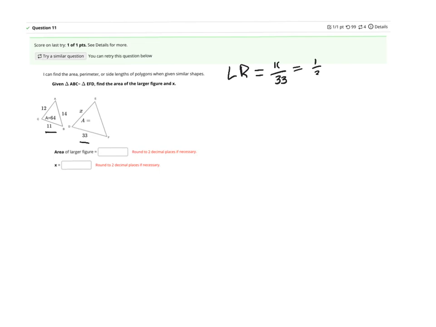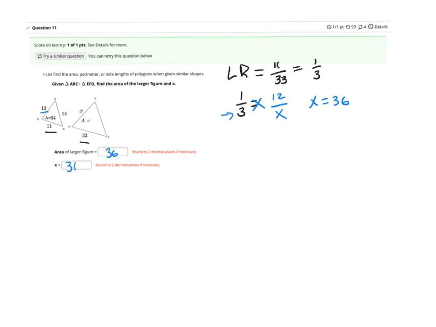Always reduce that fraction if possible. That reduces to 1 over 3. I can then use that ratio to set up a proportion to solve for x. 11 is the smaller side, so I look at the side that is with that, which is 12, and that has to go on top, over x, which is from the bigger triangle, so that goes on the bottom with the bigger number over here. Then we cross multiply, and I get x is equal to 36.